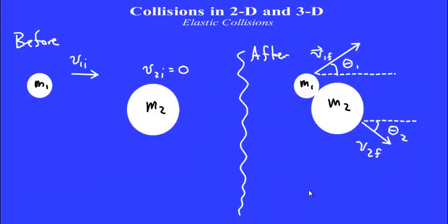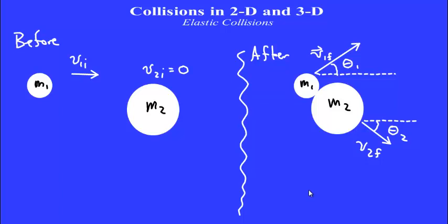Here's an example of an elastic collision. Now we don't know anything about this collision. I've illustrated it with essentially billiard balls. We know that in real life some kinetic energy will convert to sound and heat in the collision, but for the purpose of this example, we're going to assume it's an elastic collision.